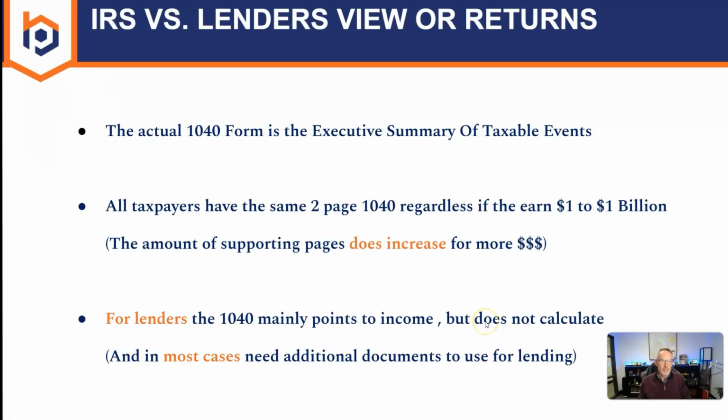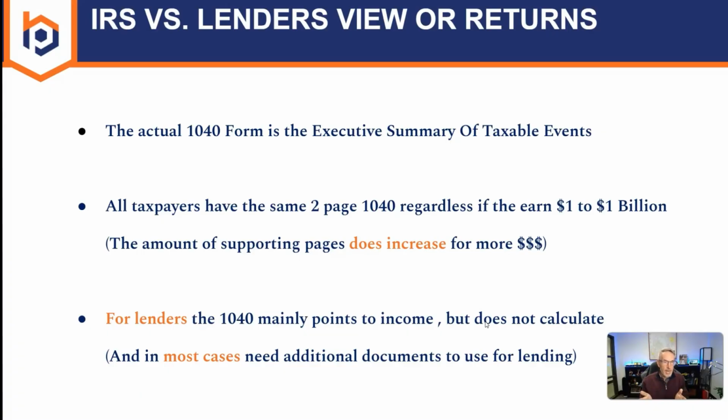Before we get to the 1120, let's do a quick review of what we talked about in the roadmap. Remember, the 1040 is an executive summary of taxable events. Every single person has a 2-page tax return, whether you make $1 or $1 billion a year. I know you're going to say, wait a minute, this borrower just gave me 180 pages or 300 pages or 1,000 pages. The 1040 is 2 pages. The supporting documentation can be 10 pages or 100 or 1,000 or more, depending on how complex their tax return is.